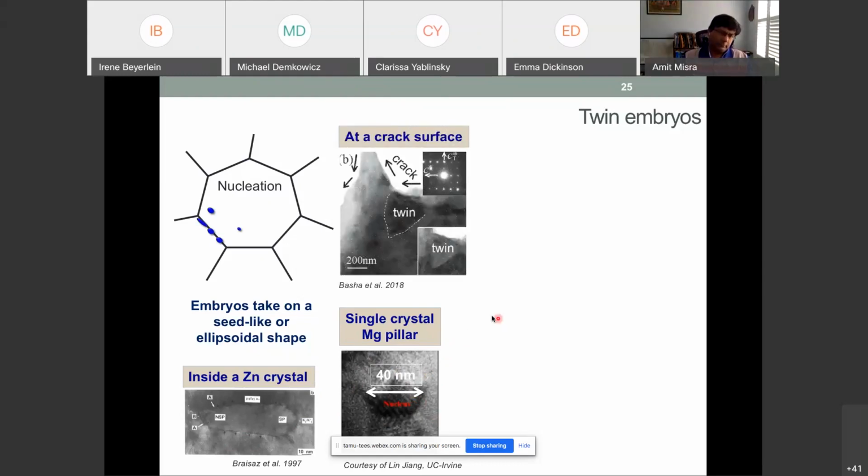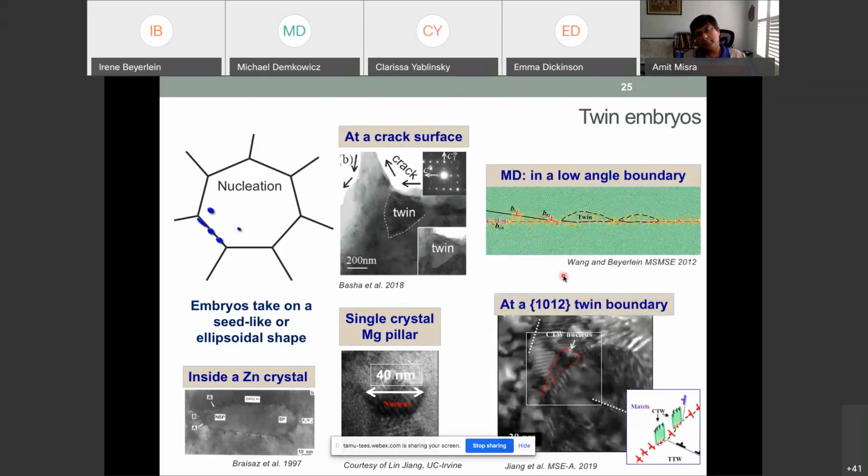Now they don't solely happen within the crystal. They can also happen at surfaces. They've been seen at crack surfaces. For instance, here's this small little twin embryo. The boundary is outlined. Here's what it looks like without the boundary outline.